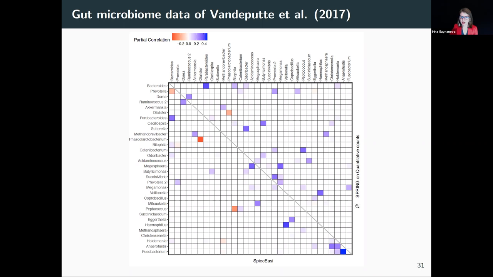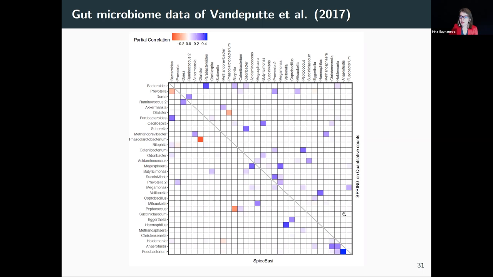The upper triangle is what is found by our approach using this truncated Gaussian copula correlation estimation. And the bottom triangle, the lower triangle, is what is found by this existing method. And what you can see is that very nicely, they agree a lot. There are a lot of edges or partial correlations that they both find and that coincide. So these squares are mirrored around this line.